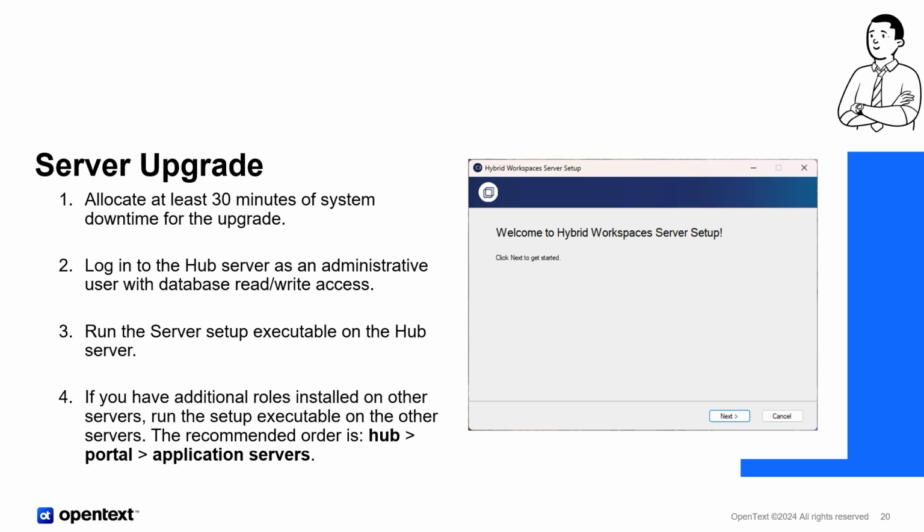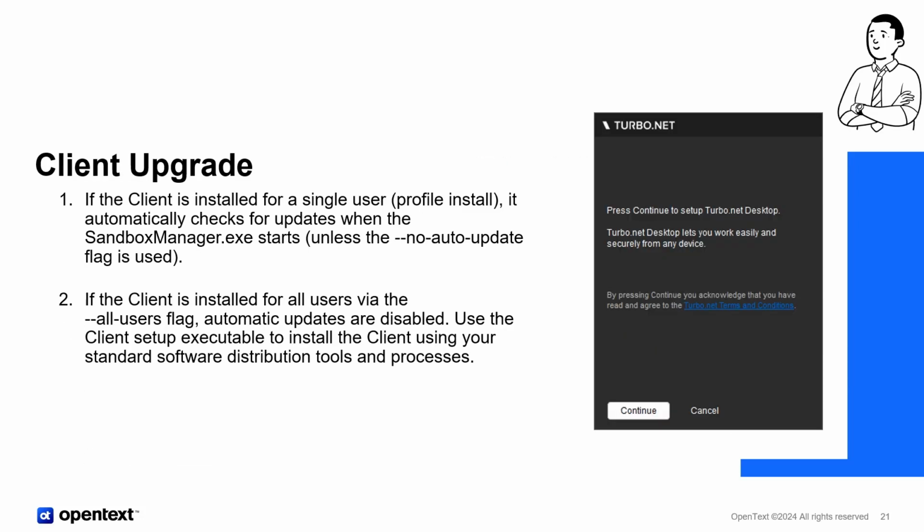Once you upgrade the hub server, if you have other servers running portal or application server roles, you need to upgrade them as well. The recommended order is portal servers, then application servers. After you upgrade your servers, you can upgrade your clients. How you do so depends on how they were initially installed.